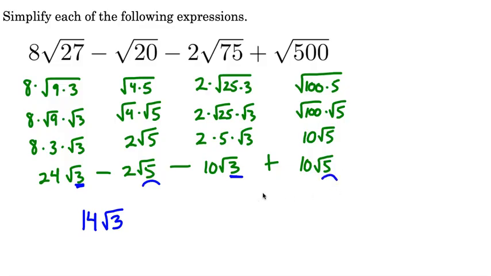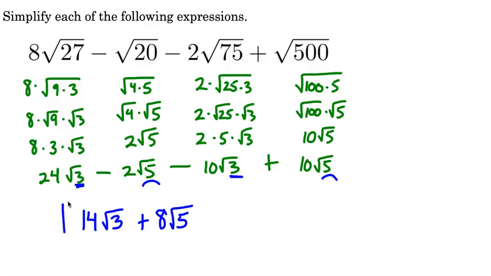We'll use a different underline. So then we combine their coefficients. So negative 2 plus 10 would be 8. So plus 8 square root of 5. And we cannot combine these two terms because their radicands are different. They are not like terms.